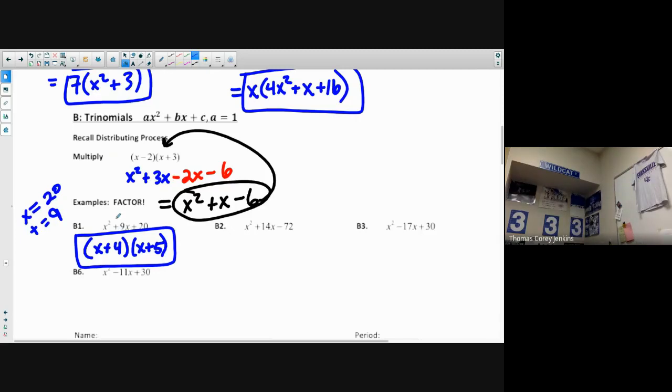Okay, let's do, I don't know, B2, one with a negative. Let's see, so again, we want something that multiplies to -72 but adds to 14. So I know if I'm multiplying to get a negative but adding to get a positive, one of my factors is going to be negative, one's going to be positive. So I know right off the bat that my answer is going to be X plus something times X minus something. That's kind of helpful to know.